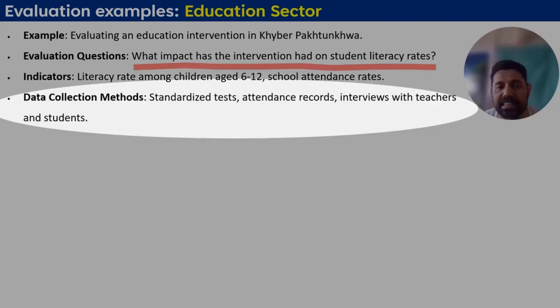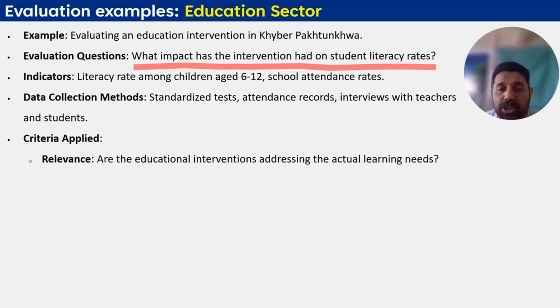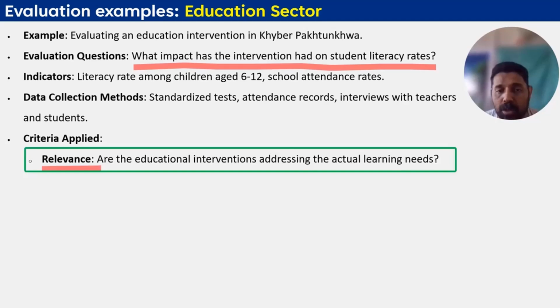Data collection method, standardized tests. You will have to take tests from the students, attendance records, interviews with teachers and students. So these would be the data collection methods. Now the criteria when you are applying. The first criteria that you would apply, relevance. So your question would be, is the educational intervention addressing the actual learning needs? Whether actually the literacy rate is very bad in that area, whether this intervention was required or not.